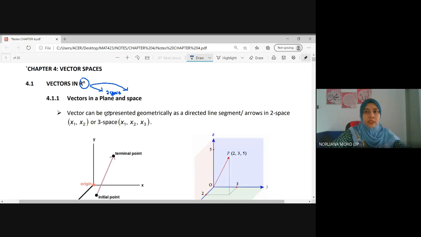Now we have vectors in space. This one, we have two coordinates, x1, x2. And vectors in space can be more than two space, three space and above. Vectors can be represented geometrically as a directed line segment or arrows in two space x1, x2, or three space x1, x2, x3, or more than three space.